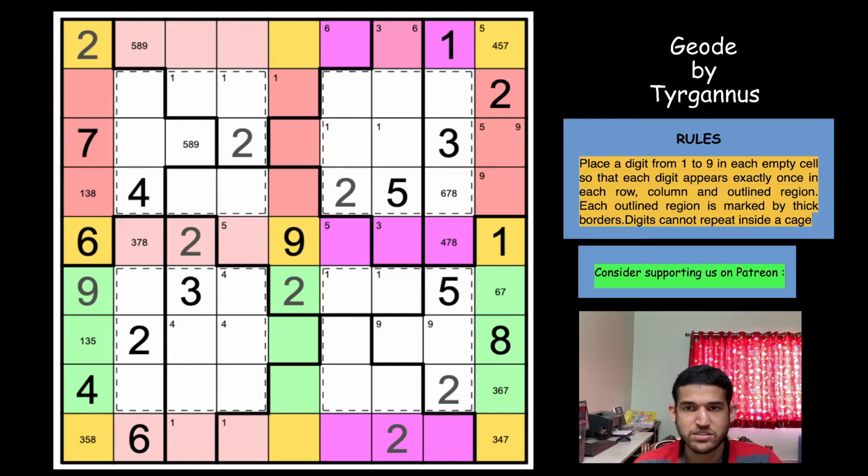Okay, it's not much. So which means that 3 in the bottom right cage has exactly 2 cells left. So 3 has to be here.